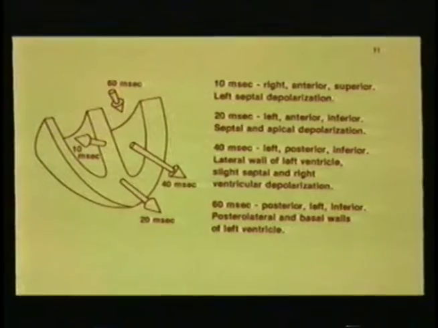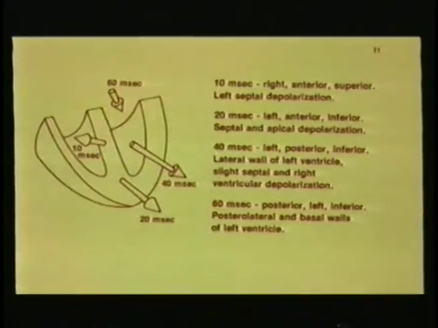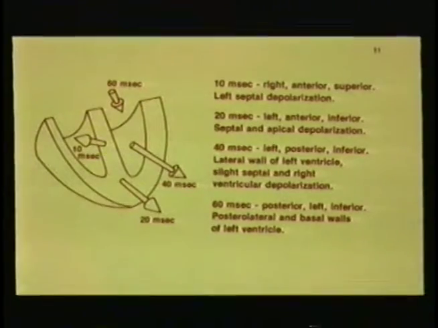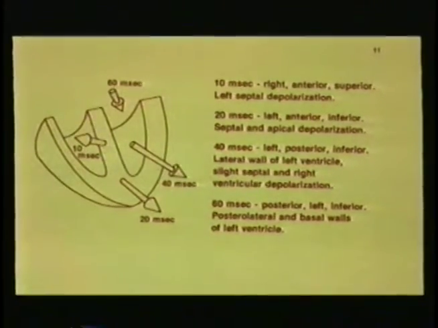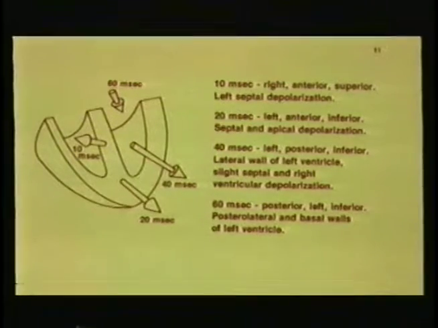The large 40 millisecond vector directed to the left, posterior, and inferior results from depolarization of the thick lateral wall of the left ventricle and some continuing septal and right ventricle depolarization. A small 60 millisecond vector directed to the posterior, leftward, and slightly inferior represents depolarization of the thick posterolateral and basal walls of the left ventricle. This is a commonly observed normal sequence of activation.